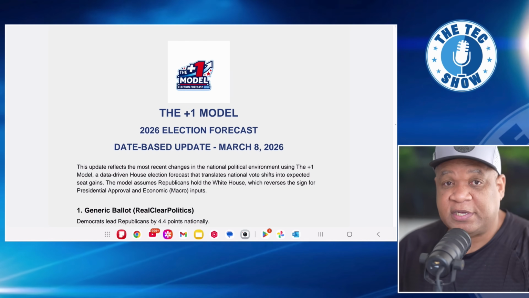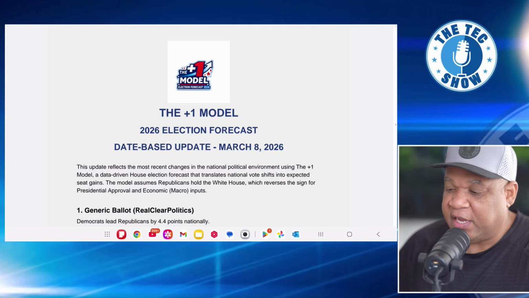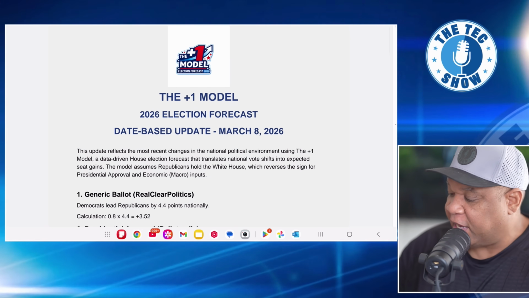We'll take a look at the AI model, and then we're going to come back. I do want to look at the Senate as well, because when it comes to the Senate, I want you guys to understand what Democrats need to do to take back control of the Senate, because it's not going to be as easy as the House. But let's take a look at the AI model.